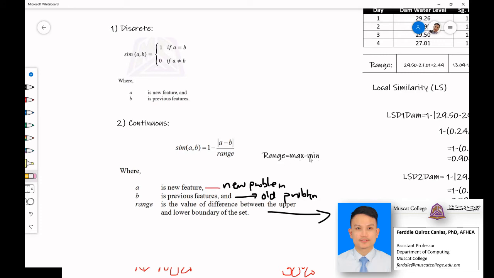Range means max minus min, highest minus lowest. Range is the same as highest minus lowest. Don't forget that.